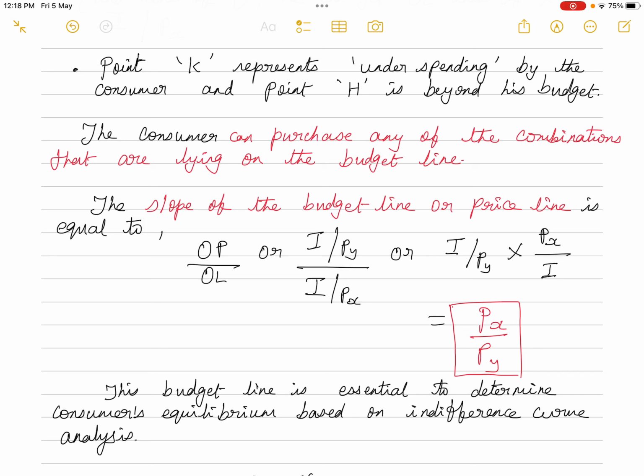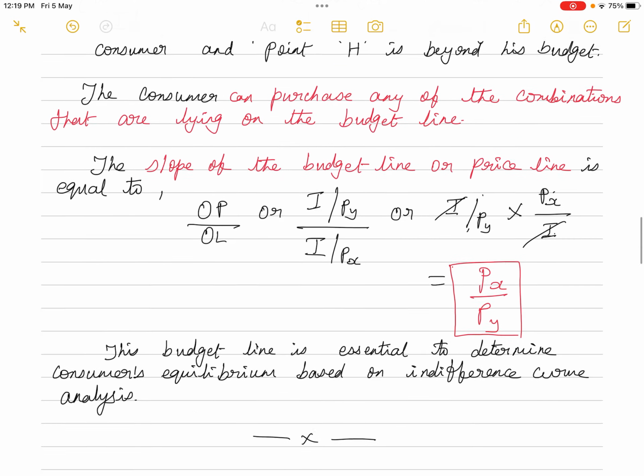Based on this, the slope of the budget line or price line: how do you derive it? The slope is OP divided by OL. OP is I by PY and OL is I by PX. So I by PY divided by I by PX, or rewritten, I by PY into PX by I. Both I's get cancelled. So the slope of the budget line is PX divided by PY.